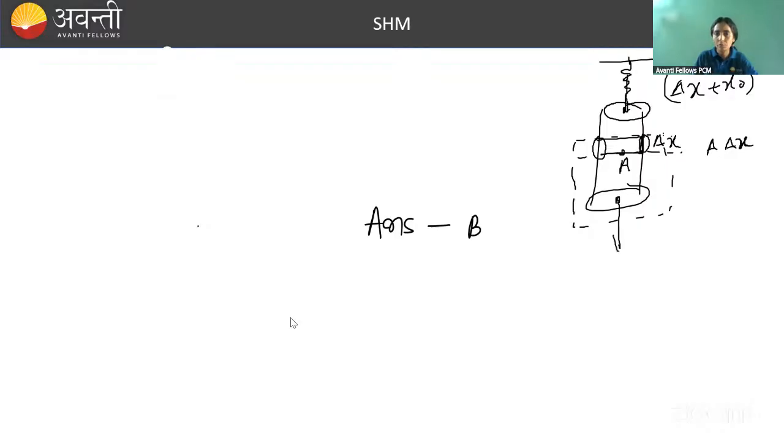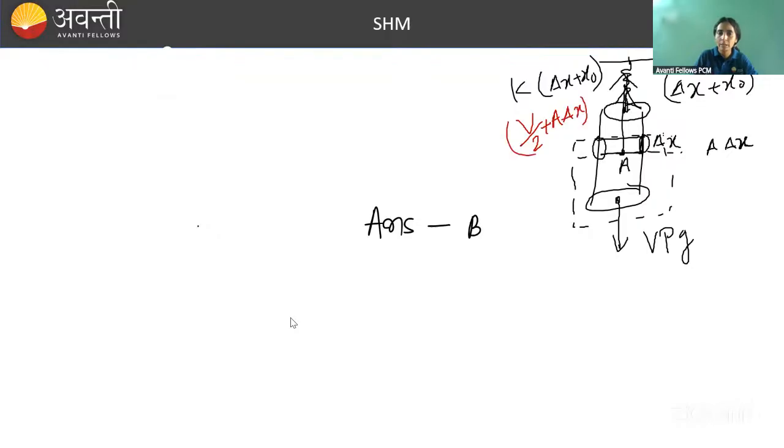Let's now talk about the forces. So mg will remain the same as before. So this is V rho g. What will be the value of the tension force? That is k (delta x plus x naught). What will be the value of the force of buoyancy? The force of buoyancy acts in the upward direction. The value will be how much? It will be V. How much is the volume? So the volume is V by 2 plus A delta x. This volume into rho L into g is going to be the new force of buoyancy, right?